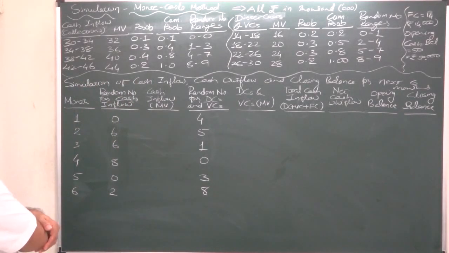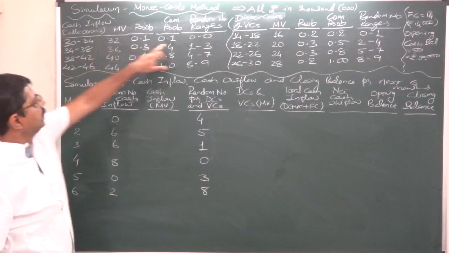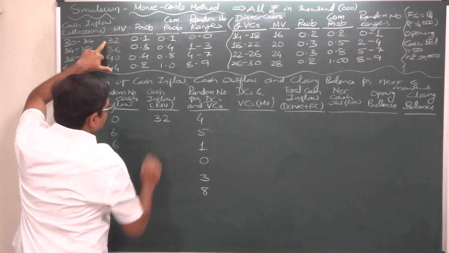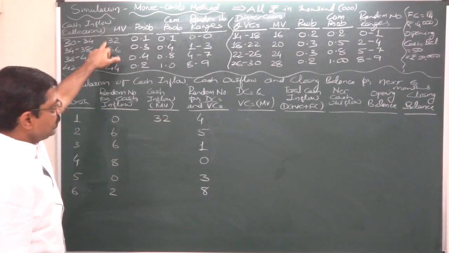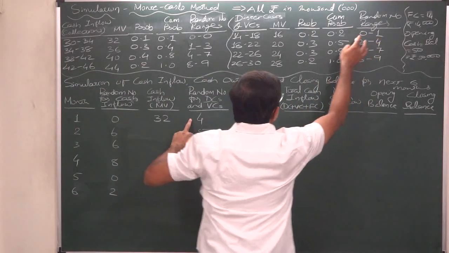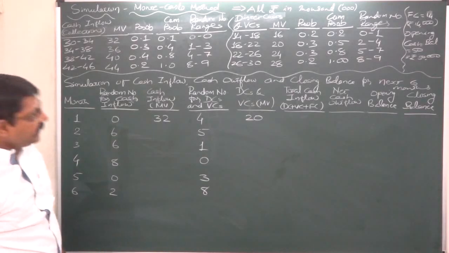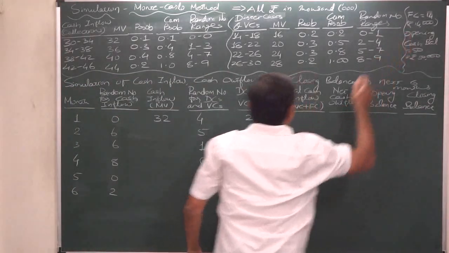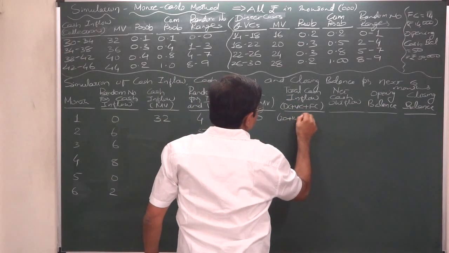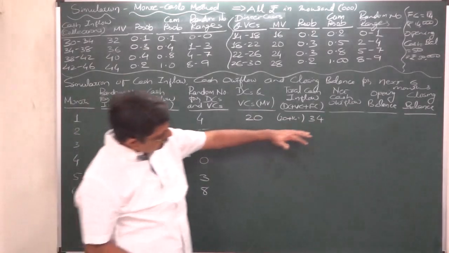Now, let's go for simulation. First month, random number for cash inflow is 0. Yes, that falls in 0 to 0. That means we can say the projected cash inflow is 32,000 rupees. Then random number for direct and variable cost comes to 4. It falls in the range 2 to 4. That means projected direct and variable cost comes to 20, or 20,000. Fixed cost remains fixed at 14,000. So 20 plus 14, total cash outflow is 34,000. Now cash inflow 32,000, cash outflow 34,000.